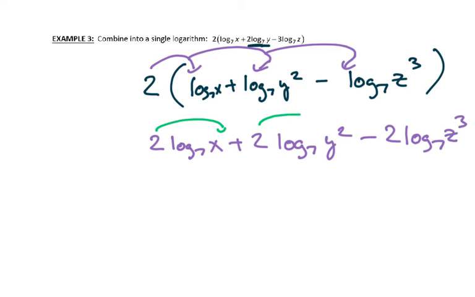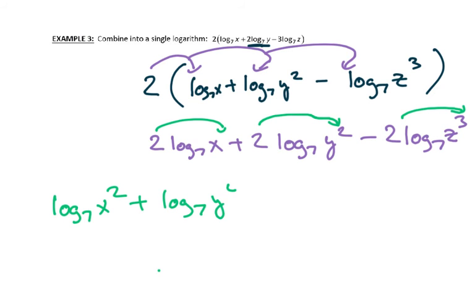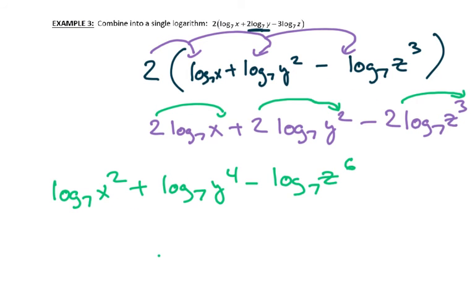And from here, the 2 is going to go here, the 2 is going to go here. So this is going to become 4, and this 2 is going to come up here, which is going to become 6. So this becomes log base 7 x squared plus log base 7 y to the 4th minus log base 7 z to the 6. And if you had a question about does that negative go with the 6 or not, you actually can do it both ways. I'm going to keep it like this because I think it's a little clearer.